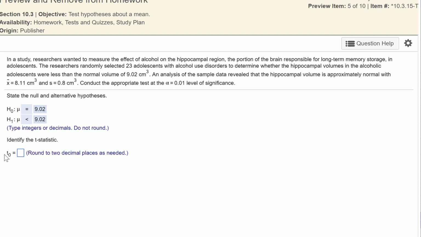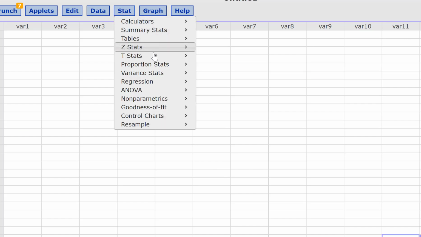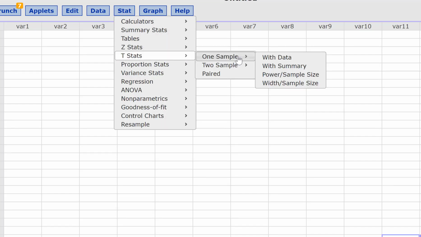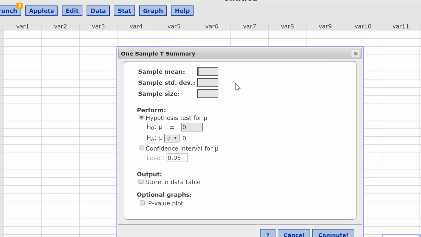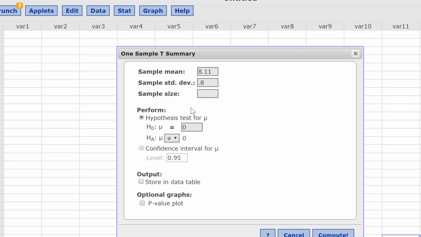Okay, now we need to identify the test statistic. So let's run over to StatCrunch. We're going to go to Stat, T Stats, One Sample, and again we're given summary statistics. So the sample mean, I've already forgotten all that, so let me run back over there. Here's my sample mean, 8.11, standard deviation at 0.8, and our sample size was 23. We're testing at 9.02.